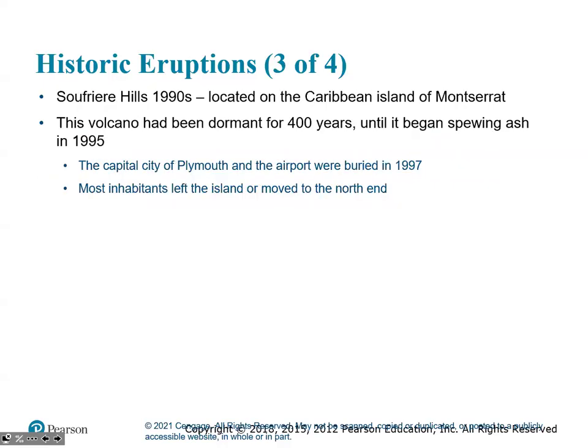So Soufriere Hills in the 1990s was located on the Caribbean island of Montserrat. It had been dormant for 400 years until it began spewing ash in 1995. The capital city of Plymouth and the airport were buried in 1997, and most inhabitants left the island, basically rendering most of the island uninhabitable.